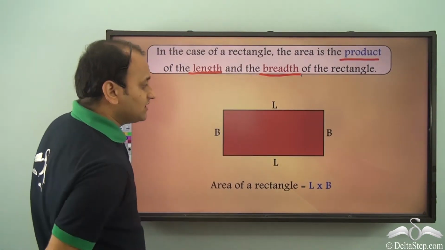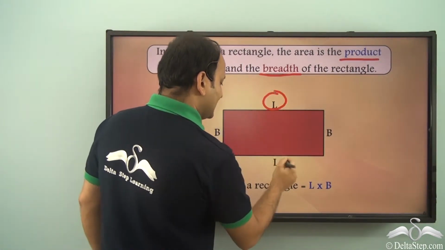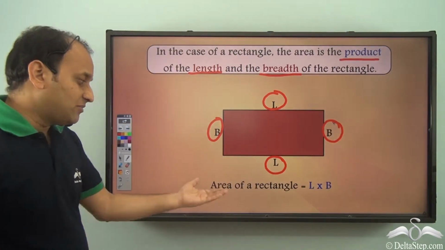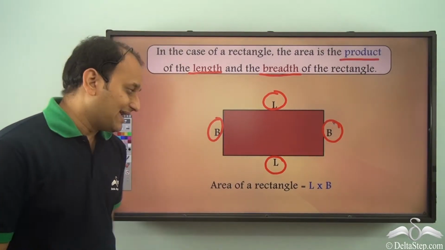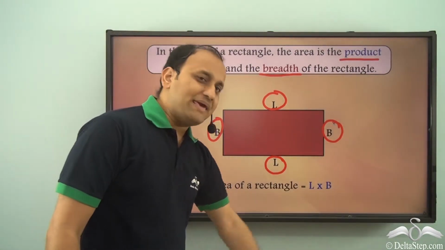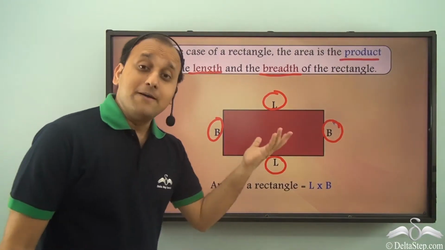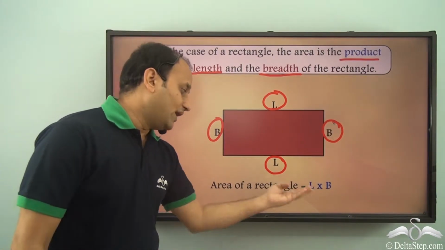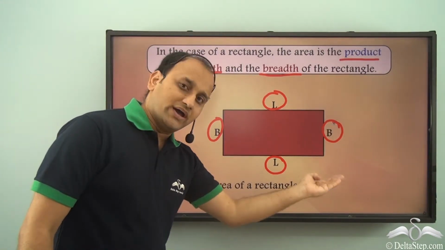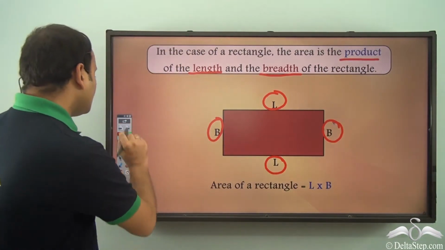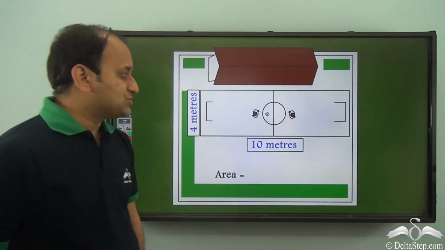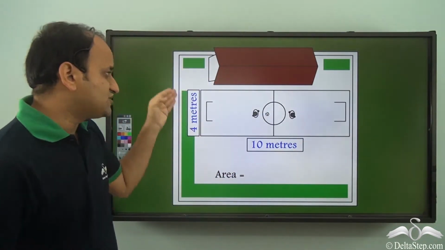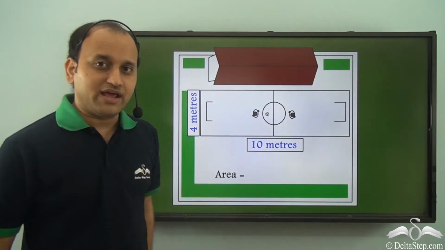So we have a rectangle here. Well, this is the length and this is the breadth. So what will be the area? Well, formula for area is L into B, that is length into breadth. So whenever we need to calculate area of a rectangle, well, we multiply length with breadth. So let's come back to Ravi and Sam. Now this is the area in which they play football, which is a rectangular area.